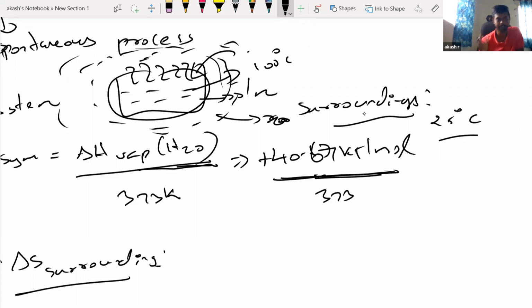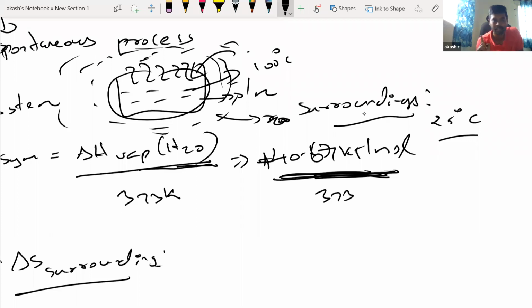I hope you get it, right? For the system, this much amount of heat is added, and that is why we give a positive value. But what will happen to the surroundings now? The surrounding is actually losing the heat, because from the surrounding it is going to the system. The same amount of heat, 40.67 kilojoules, would have been lost by the surroundings.